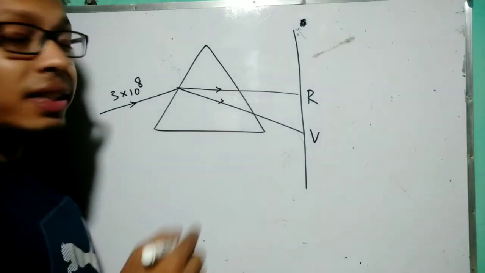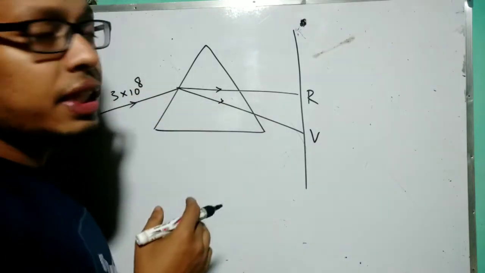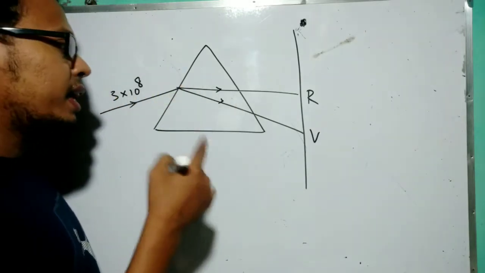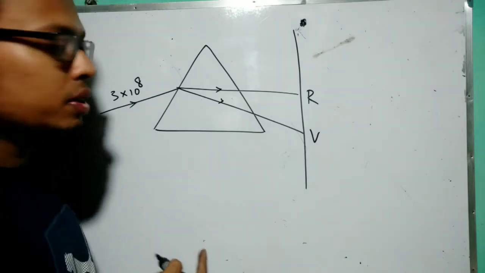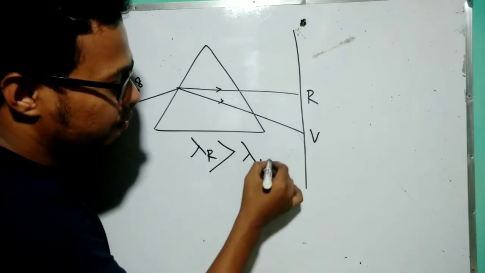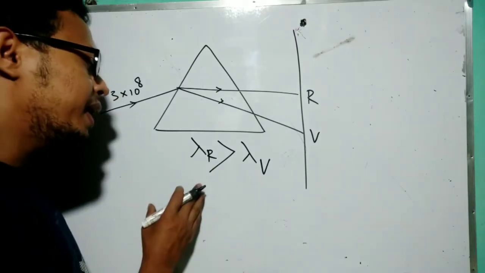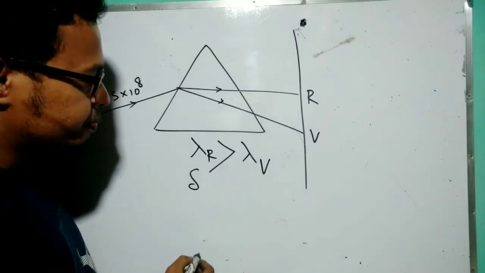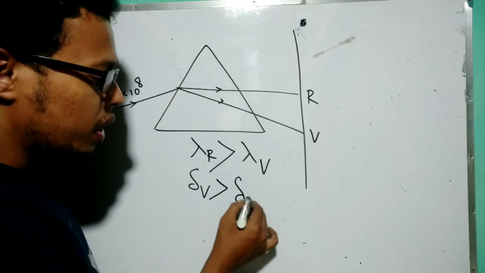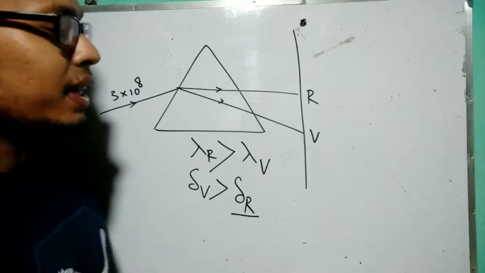Now what was the third factor? The third factor was that deviation decreases with increase in wavelength, means the one which has more wavelength, for that the deviation will be less. So we know lambda for red is greater than lambda for violet, means the red color has more wavelength than the violet color. So the bending, means delta for V, will be more than delta for R. That's why the violet color bends more and the red color bends least.